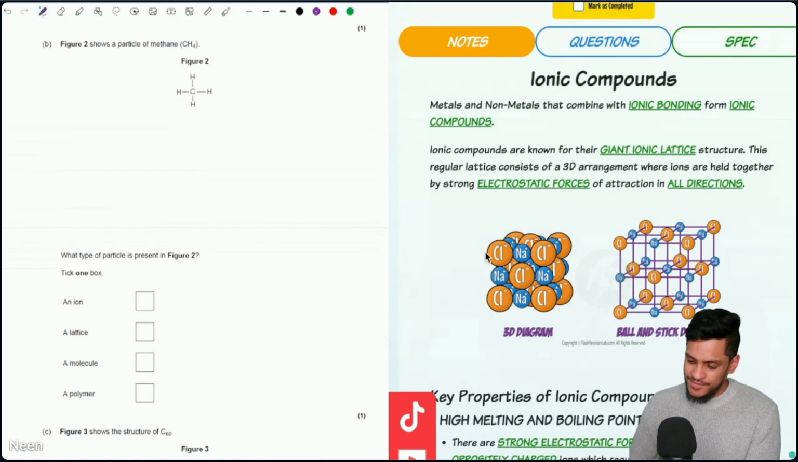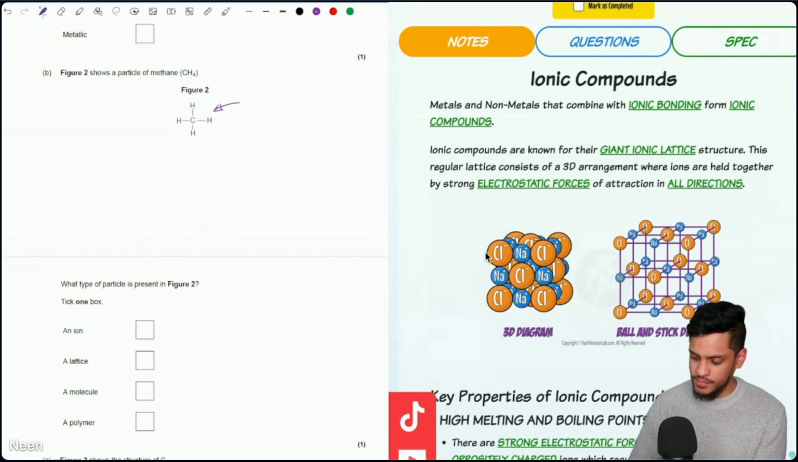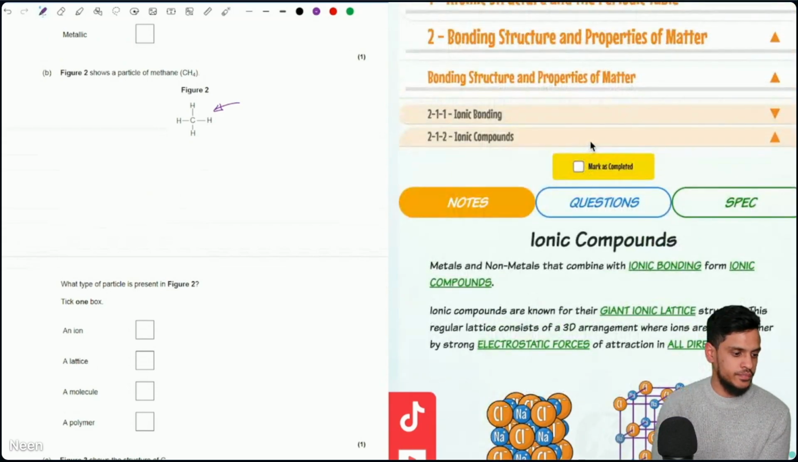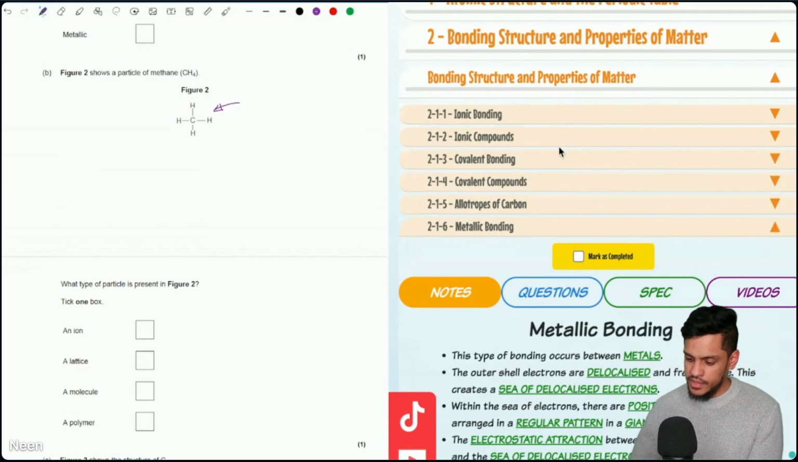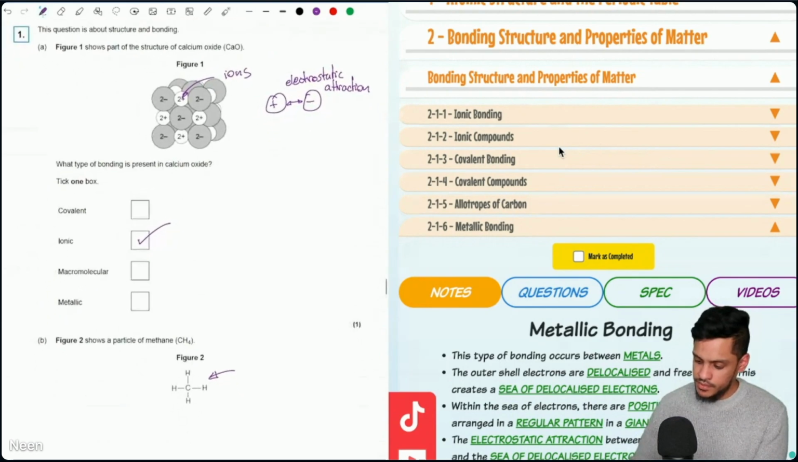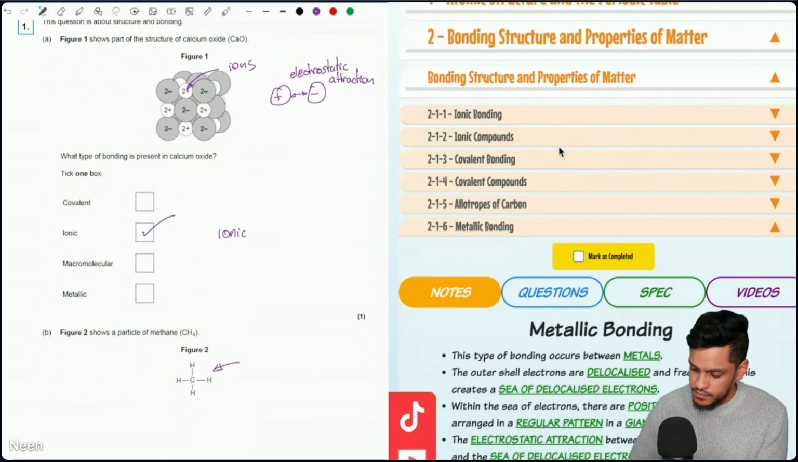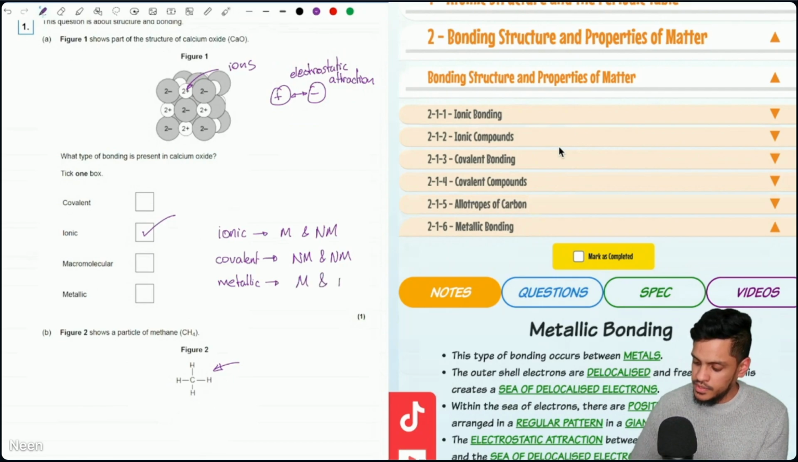What type of particle is present in figure 2? So you've got ionic compounds, you've got covalent compounds. How can you differentiate between ionic and covalent? Ionic occurs between a metal and a non-metal. Covalent is between a non-metal and a non-metal. And then you've got metallic, which is between a metal and a metal.